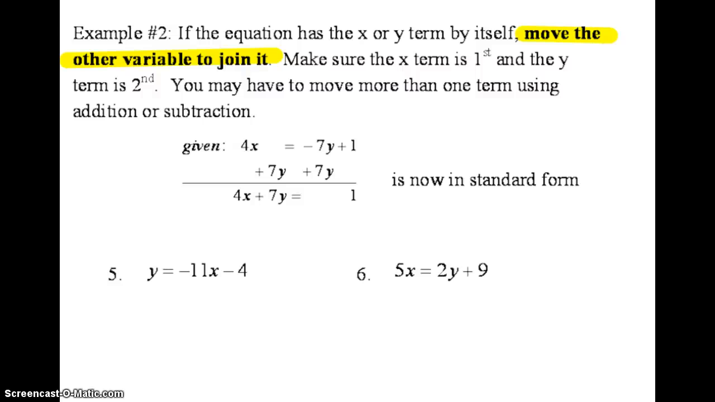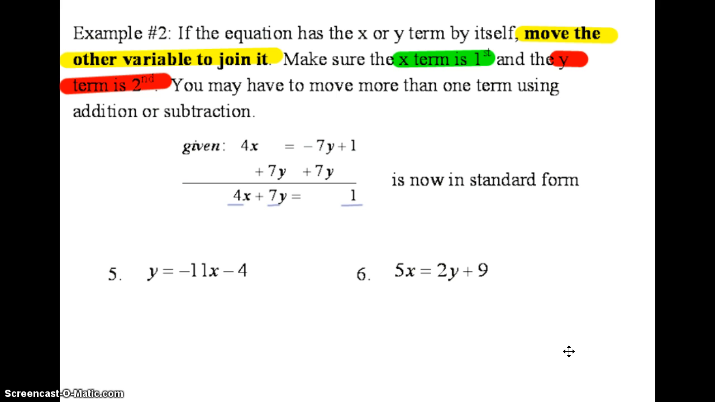Here comes example 2. We're still writing a linear equation into standard form. If the equation has an x or y term by itself, move the other variable to join it. Make sure the x term is first and the y term is second. You may have to move more than one term using addition or subtraction. So, in the example, I've given 4x equals negative 7y plus 1.